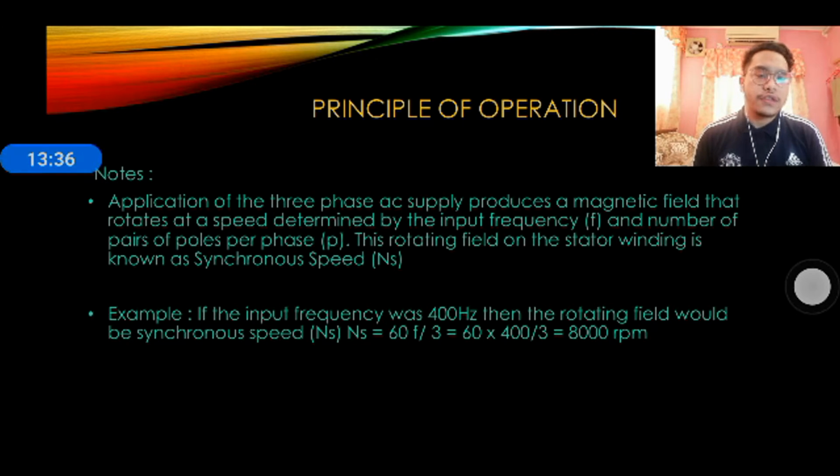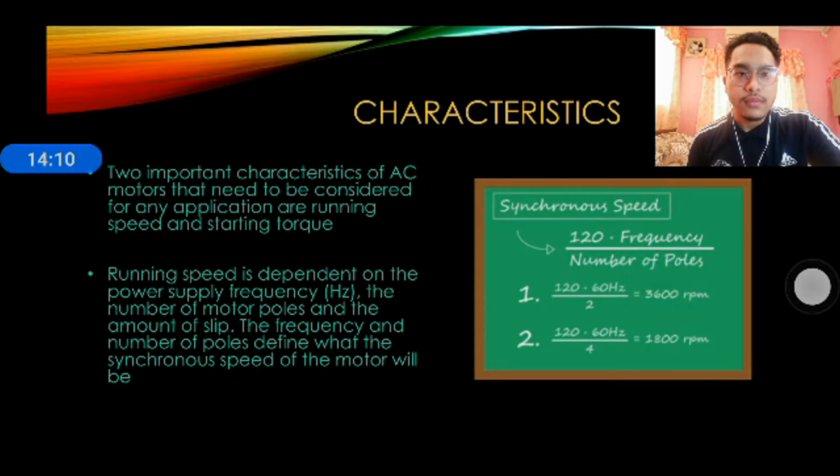If the input frequency is 400 Hz, yeah, makes sense. Aircraft industry uses 400 Hz frequency. Okay, if the input frequency was 400 Hz, then the rotating field would be synchronous speed 60 times frequency over 3, makes it 8000 RPM. RPM is rotation per minute. Okay.